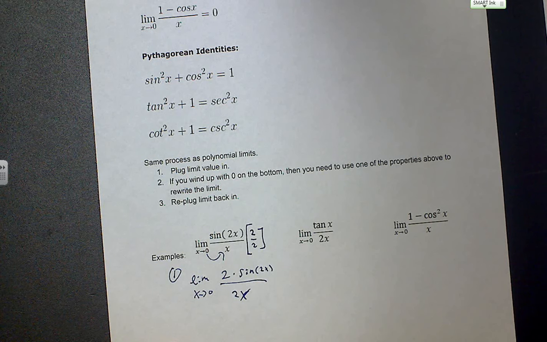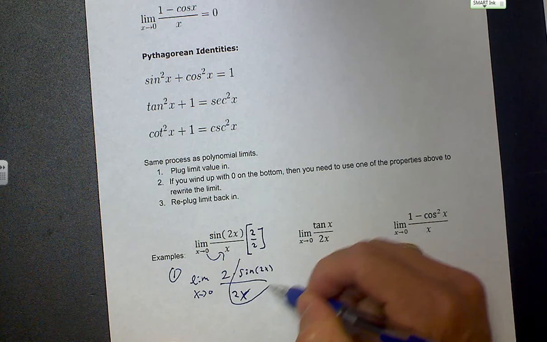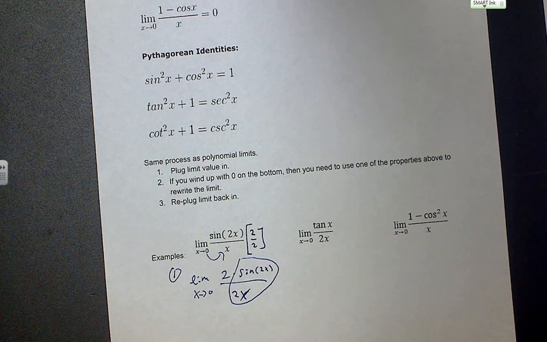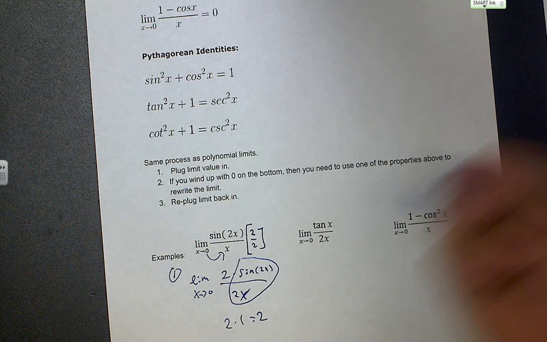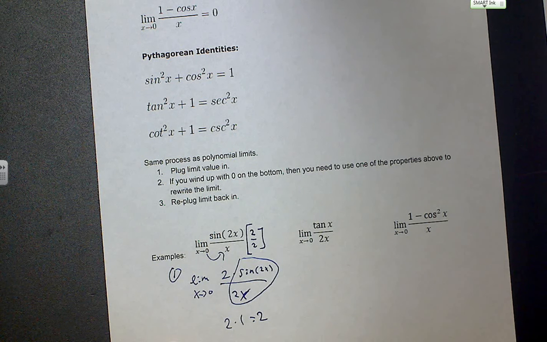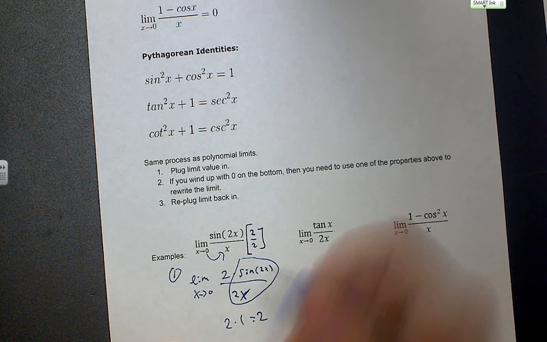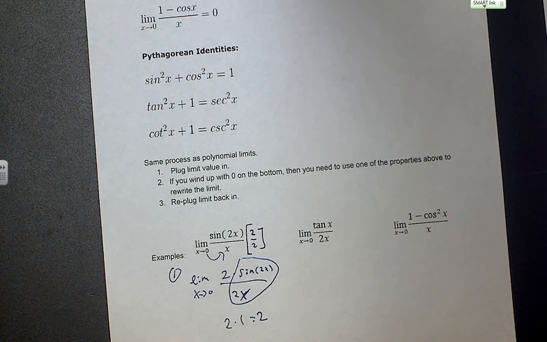Well, look at this. Guess what? That's going to equal 1. So that's going to be 2 times 1, which is 2. And I am done. Does that make sense? So you just multiply whatever's left. And if there's an x left, we plug the limit back in. Does that make sense? We'll be good with that one.